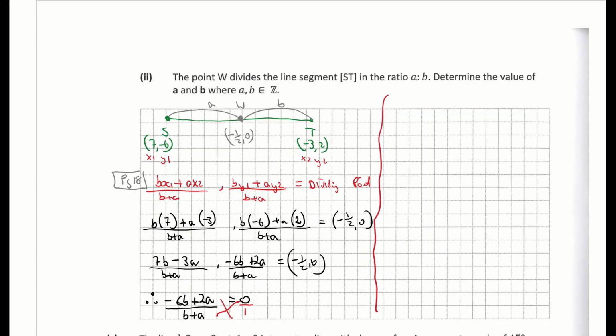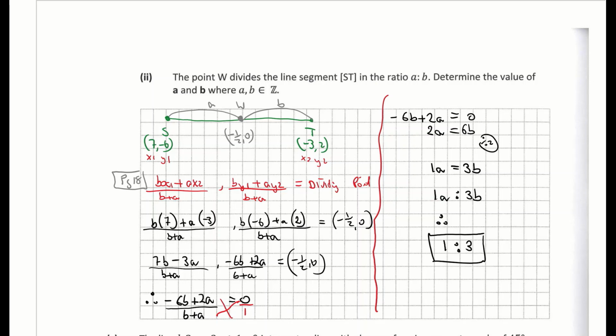When I cross multiply, I get 1 multiplied by minus 6b plus 2a, which is minus 6b plus 2a, equal to 0 multiplied by b plus a, which is 0. I'm going to add 6b to both sides, so the minus 6b becomes a positive 6b. If I divide both sides by 2, I get 1a is equal to 3b. In other words, 1a is to 3b, and therefore my ratio of a is to b is 1 is to 3. And that's our answer.